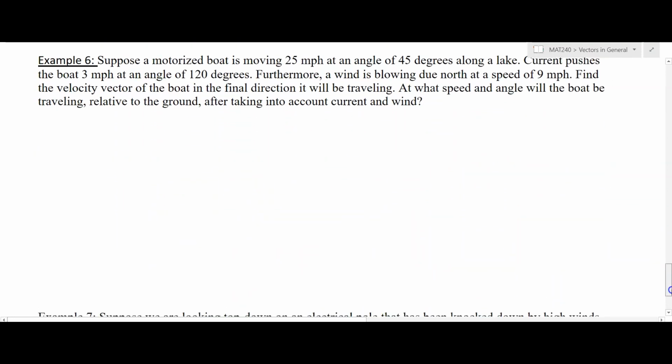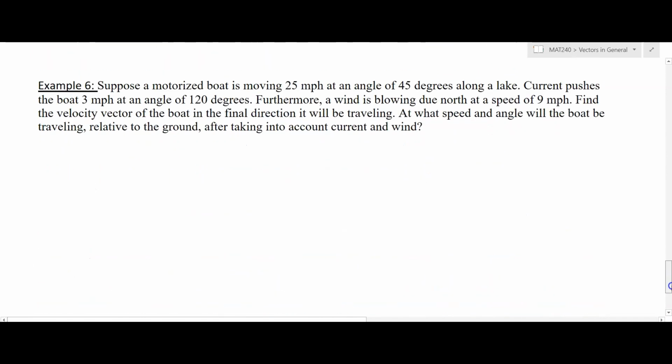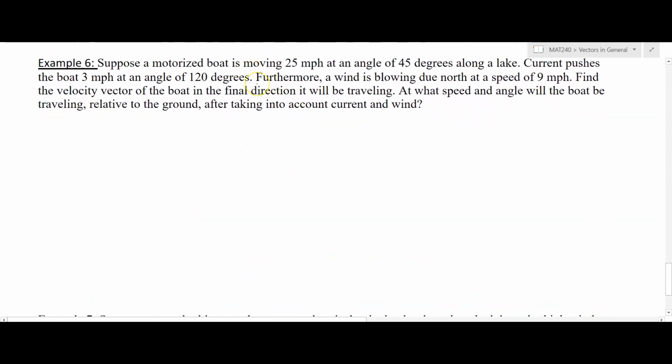So let's take a look at a couple more examples. We have 2 more to work through here. Suppose a motorized boat is moving 25 miles an hour at an angle of 45 degrees along a lake. Current pushes the boat 3 miles per hour at an angle of 120 degrees. Furthermore, a wind is blowing due north at a speed of 9 miles per hour. Find the velocity vector of the boat in the final direction it will be traveling.